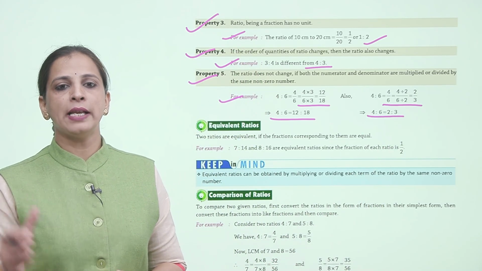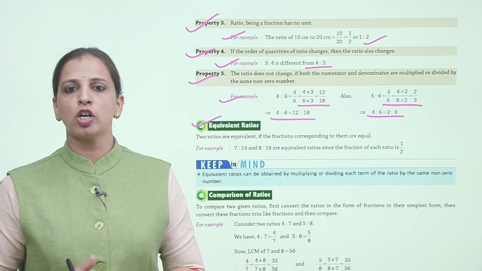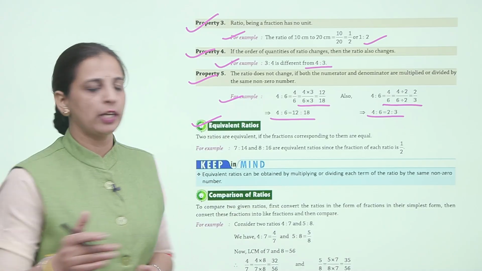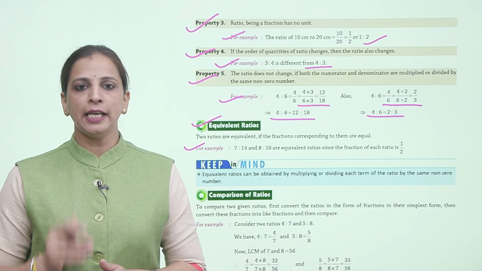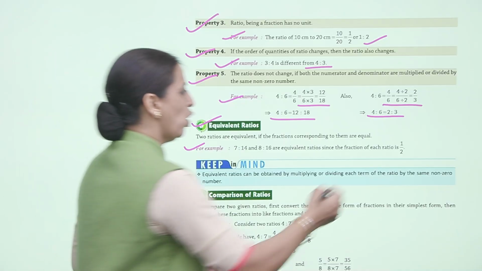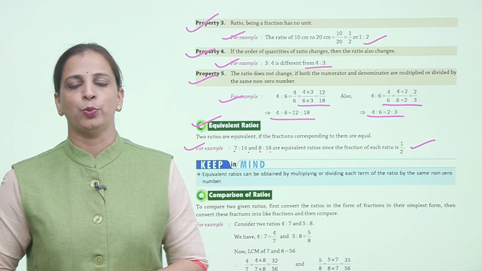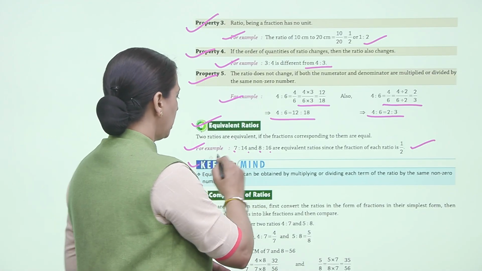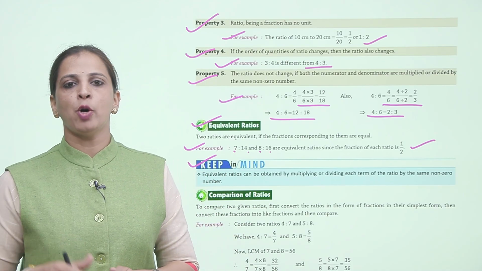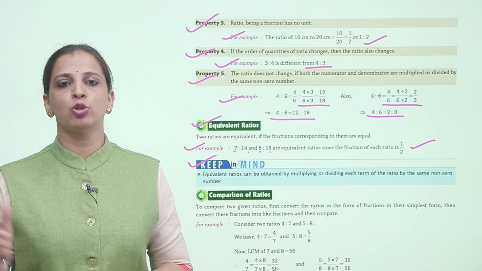Now, next is equivalent ratios. Two ratios are equivalent if the fractions corresponding to them are equal. For example, 7 is to 14 and 8 is to 16 are equivalent ratios since the fraction of each ratio is 1 is to 2. 7 2s are 14, 8 2s are 16. That is 1 upon 2. Now, keep in mind, equivalent ratios can be obtained by multiplying or dividing each term of the ratio by the same non-zero number.